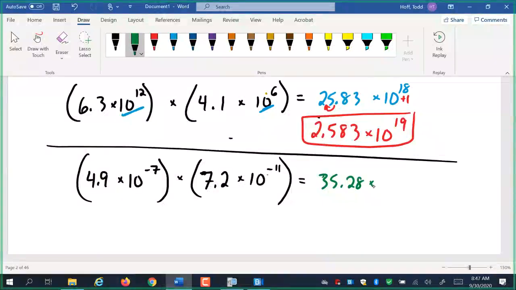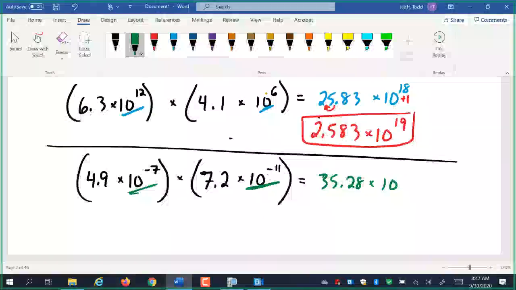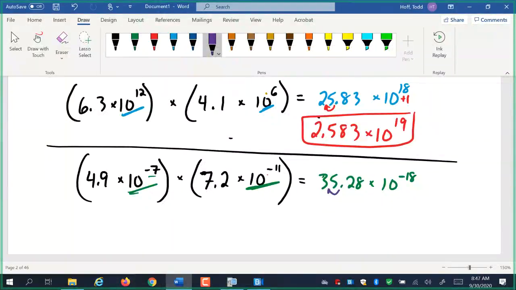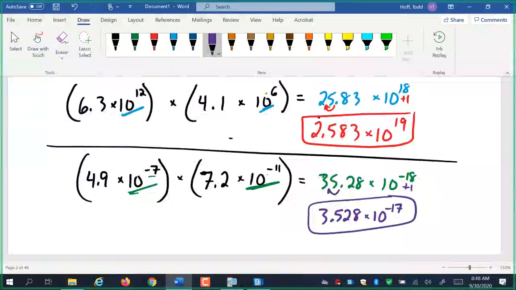Then we also combine the names. 10 to the negative 7th times 10 to the negative 11th is 10 to the, we're multiplying, so we add powers. Negative 7 plus negative 11 is negative 18. And again, we have to move that decimal point over. Make that 3.528. The number got smaller by a decimal place, so the power here gets larger. Negative 18 plus 1 is a negative 17. 3.528 times 10 to the negative 17th.